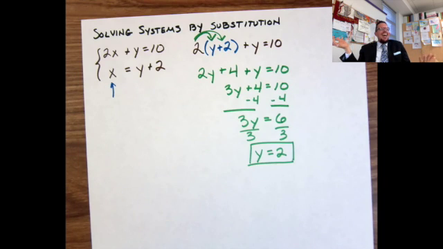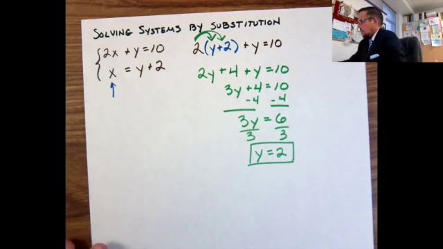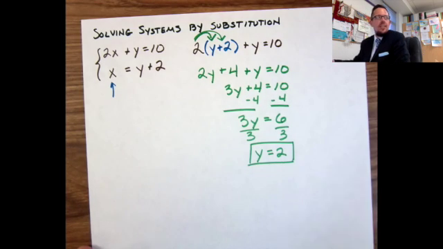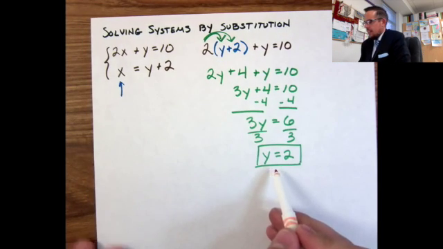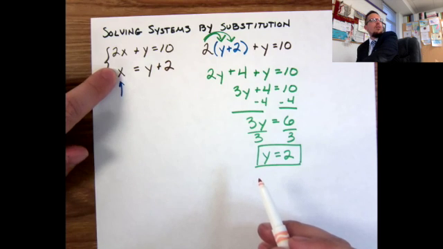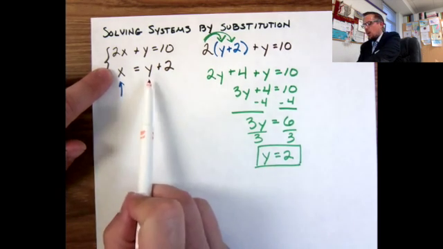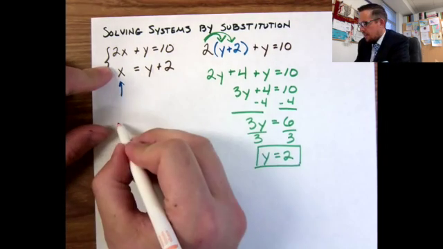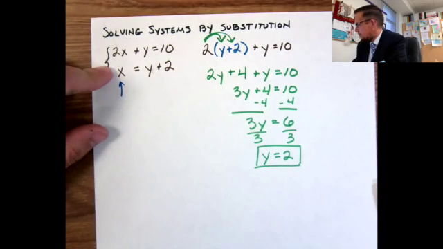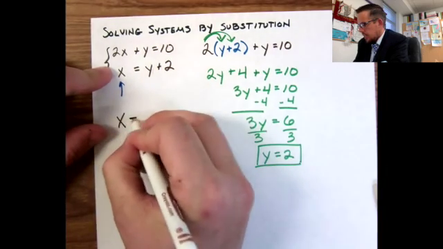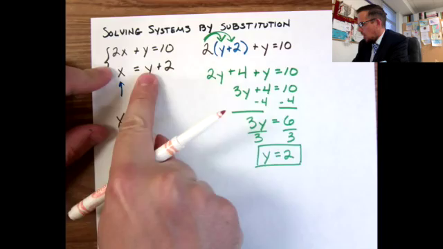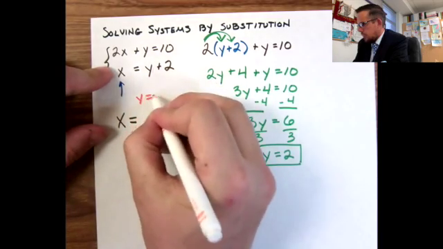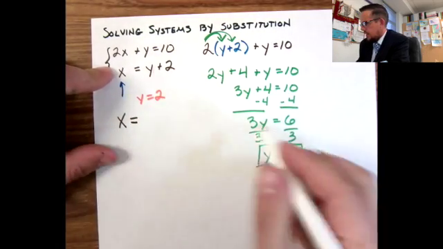I have no idea. What's x? Well, we're going to do some substitution again. Now that I know what y is, take a look at this equation, the second one, the one we haven't substituted into yet. If I replaced that y with 2, I would have x equals, and I'm going to substitute the y with 2, because y equals 2. That's what we figured out down here.